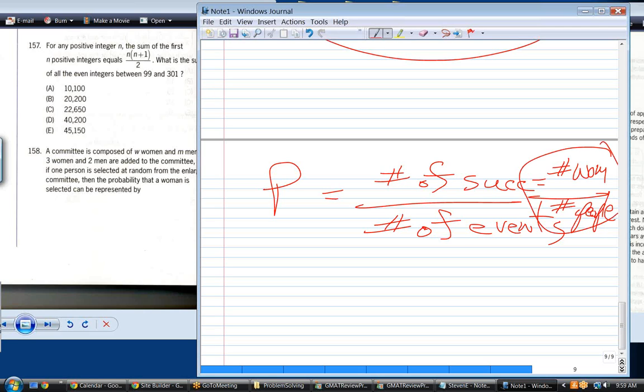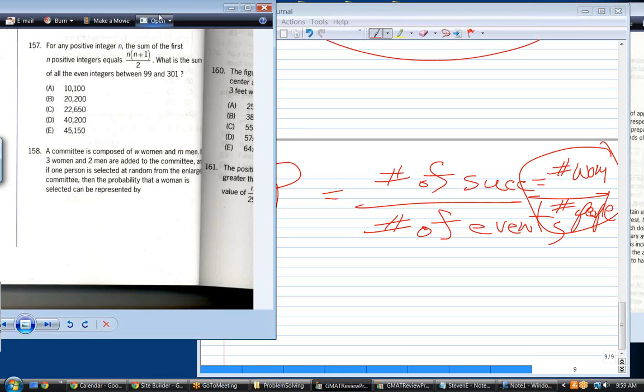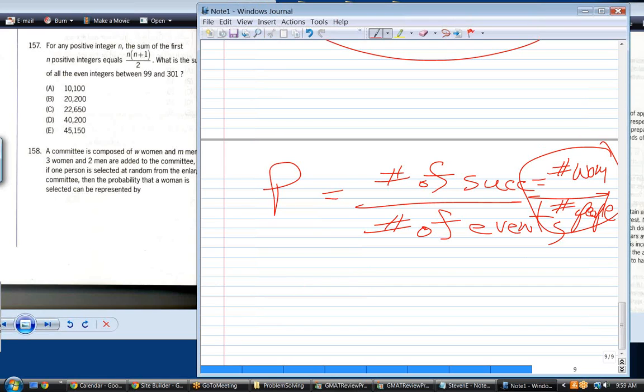So that's what we're looking for when we're done. That's going to be the probability, the number of women divided by the number of people. Now we have to go back and see if we can put function values on all of those. Well, it's pretty clear to see the number of women as W plus 3. The total number of people started with W plus M, and we added 5 people.